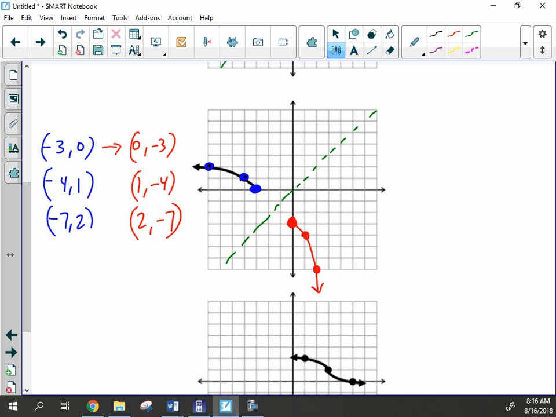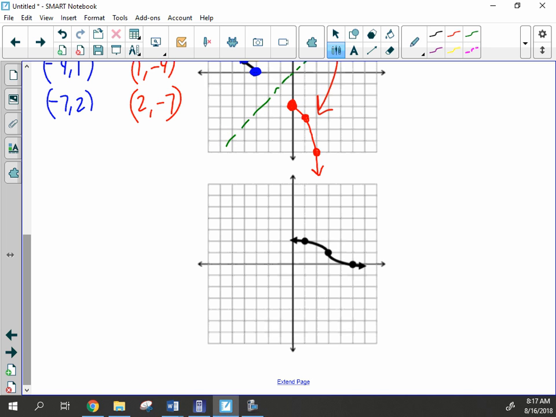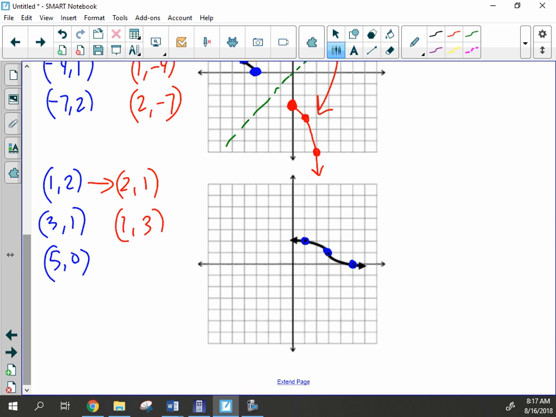Okay, and then the last one, this is where that line of symmetry might help a lot. So I'll start at this one. It's at 1, 2. Then this one is at 3, 1. And this one right here looks like it's at 5, 0. So if I do the inverse points, I get 2, 1; 1, 3; and 0, 5. So we plot the points: 2, 1; 1, 3; and 0, 5. 1, 2, 3, 4, 5.